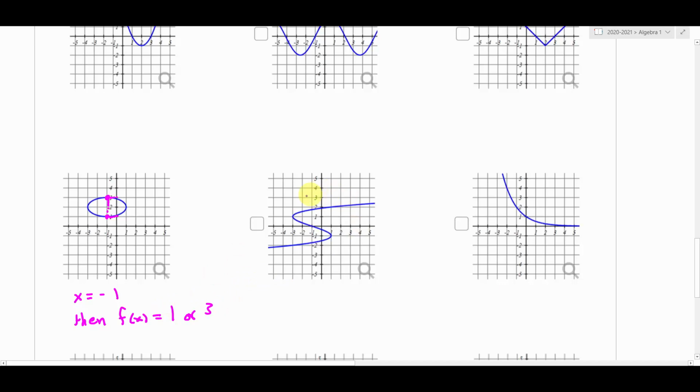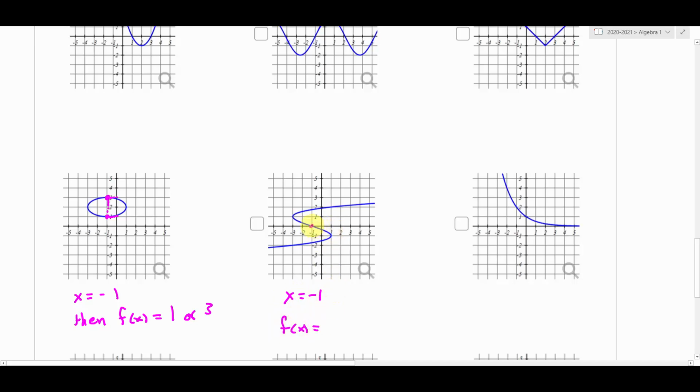Okay. Now if I were to come over here to this one, it also looks like that other one I talked about on the first page that might have more than one input or output. All right, so let's go over here. Let's go to -1 again. All right, so I'm going to say x equals -1. What could f of x be?